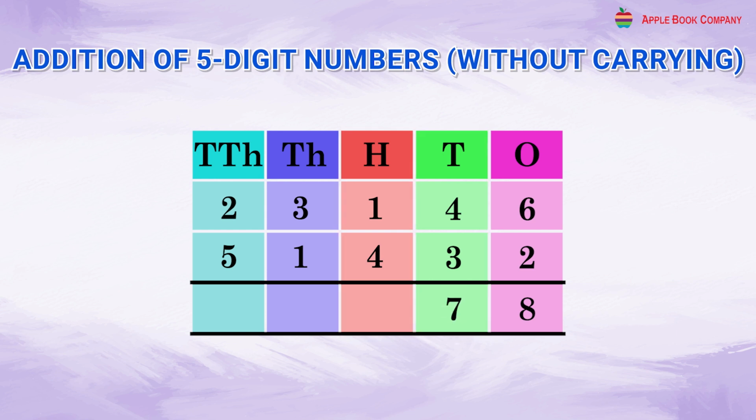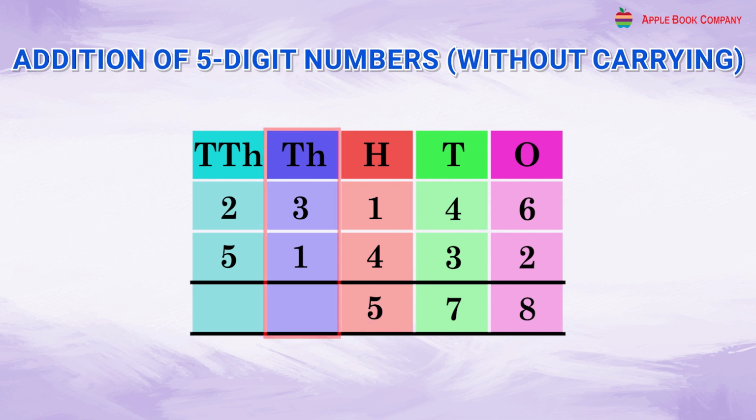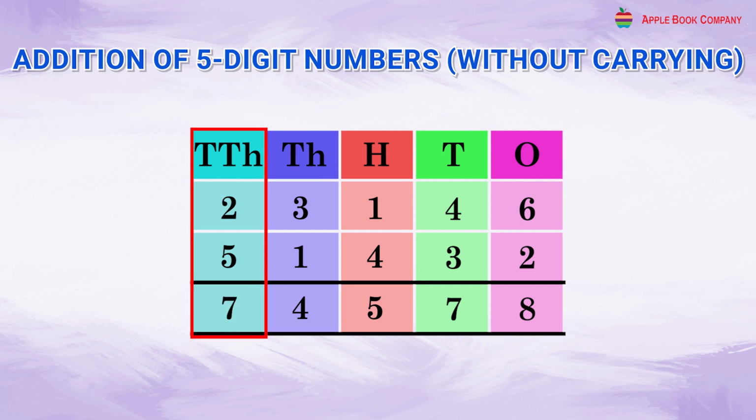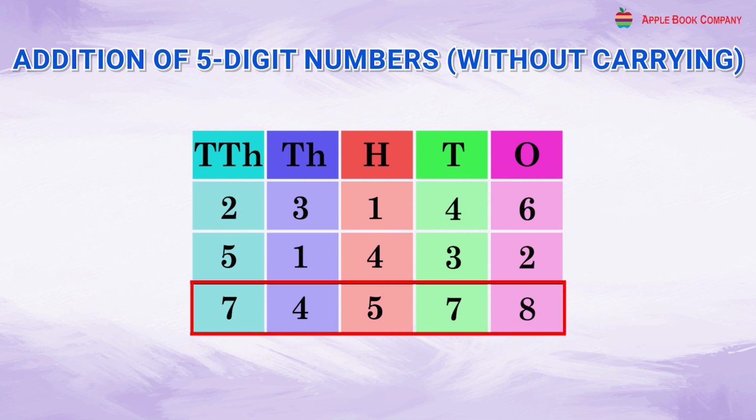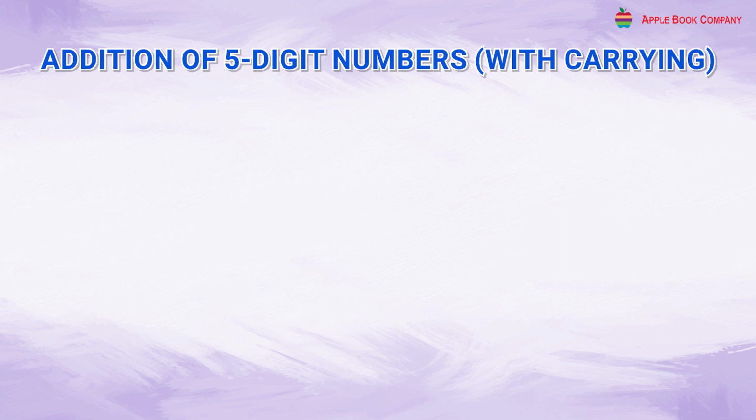Step 3, add hundreds. 1 plus 4 is 5 hundreds. Step 4, add thousands. 3 plus 1 is 4 thousands. Step 5, add 10,000s. 2 plus 5 is 7 10,000s. The answer is 74578.